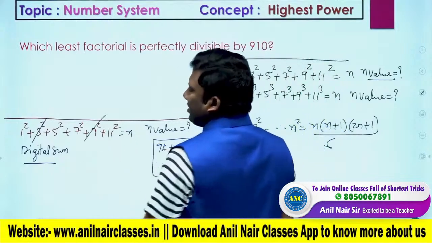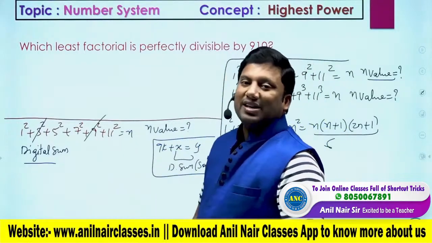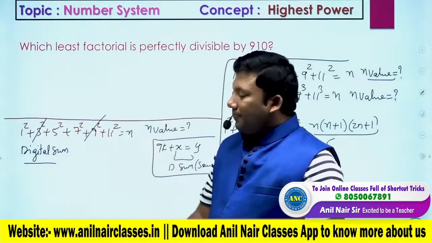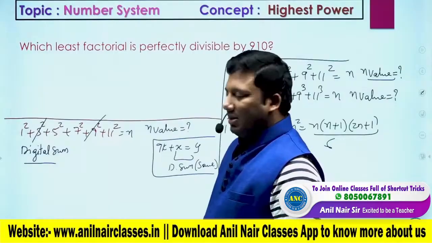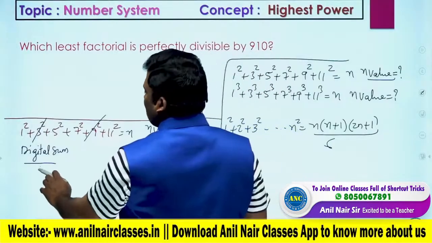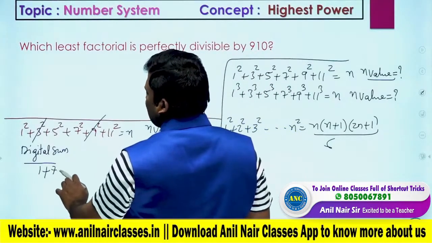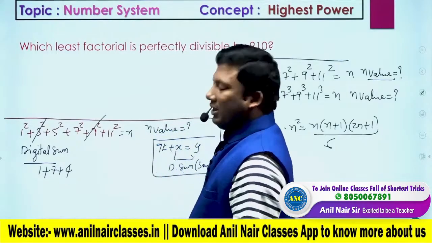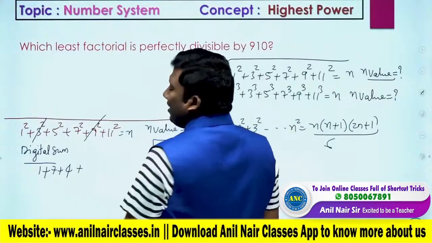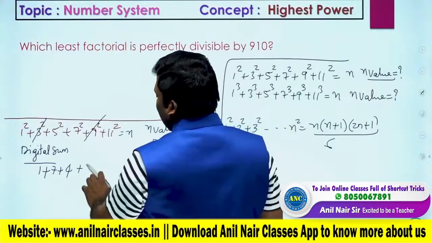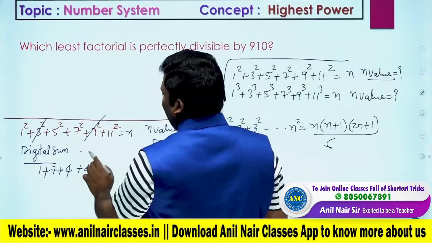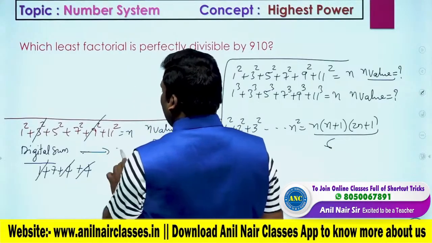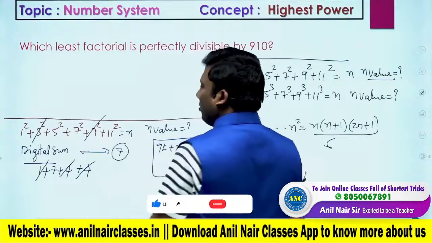Similarly 9 square is 81. So first, you can omit all the values where the digital sum is 9. 1 square it is 1. 5 square is 25, it is 7. 7 square is 49, digital sum 4. 9 square is omitted. 11 square is 121, digital sum is 4. So the answer digital sum should be 4 plus 1 plus 7 plus 1, 9 out. Answer digital sum should be 7.